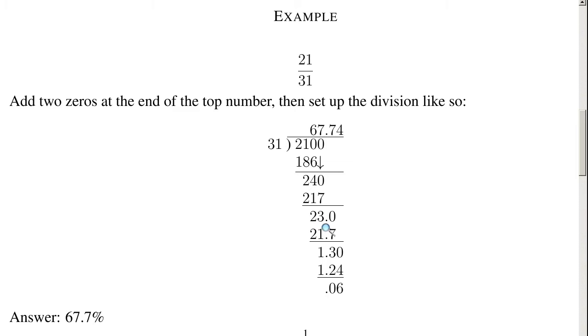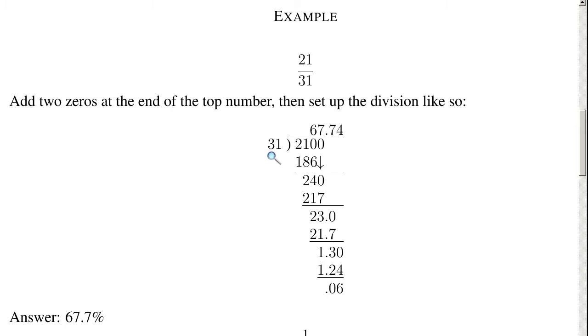Next step, we can add decimal 0. And then we say, okay, how many times does 31 go into 230? Once again, use the same trick as before. How many times does 3 go into 23? Well, it goes 7 times, because 7 times 3 is 21. 8 times 3 is 24, which is too big.